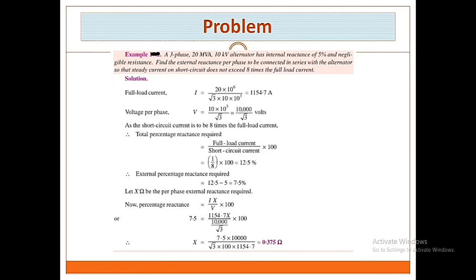Okay, so I just solved one problem. Now please practice this type of problems.